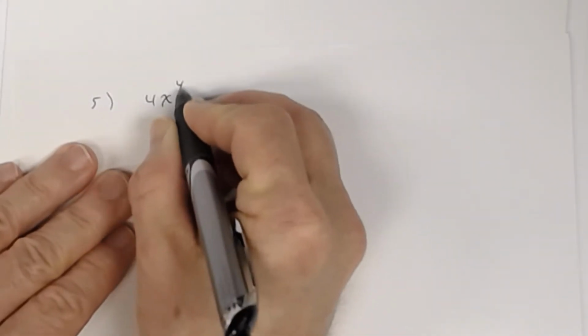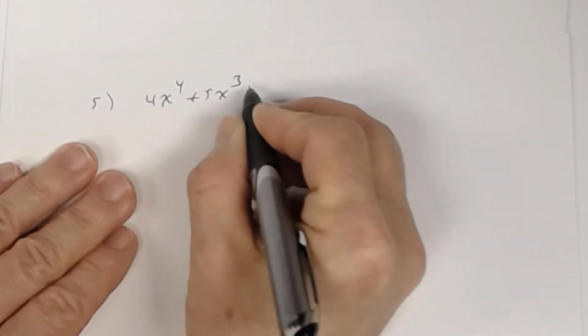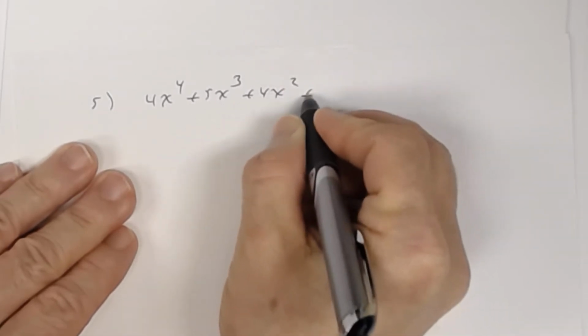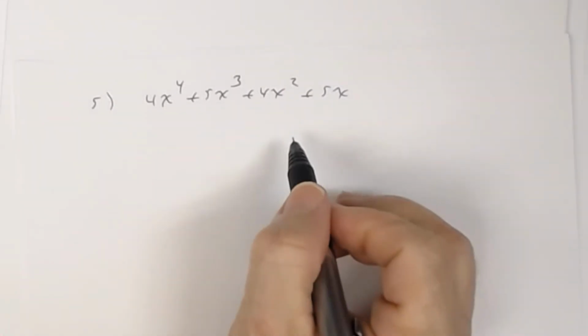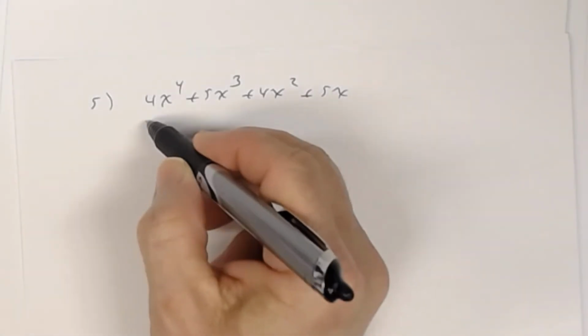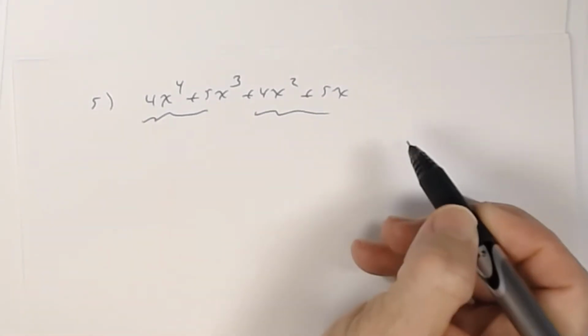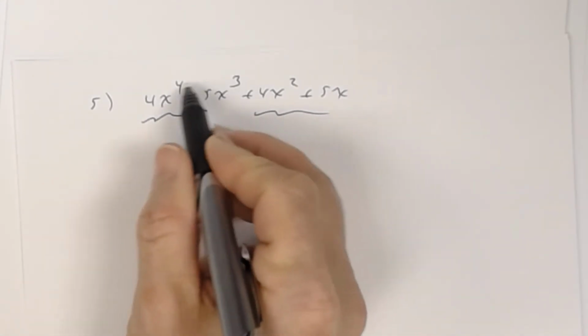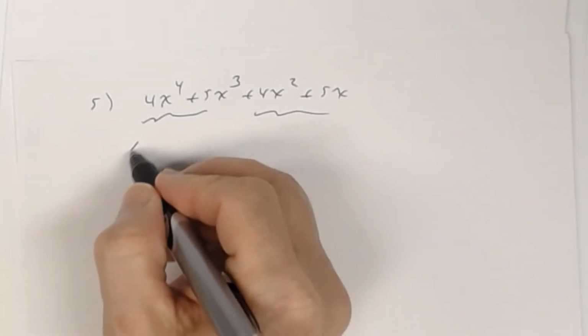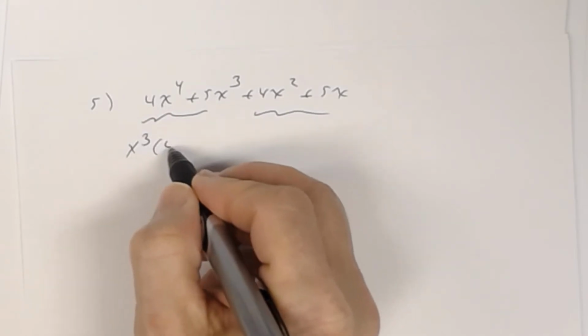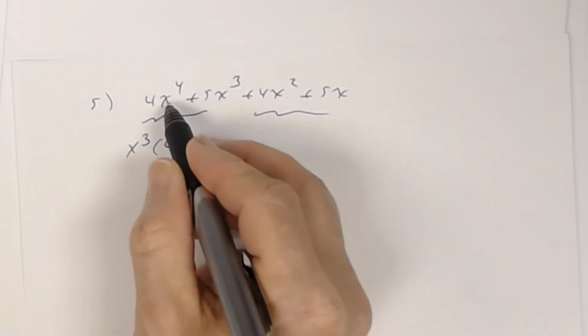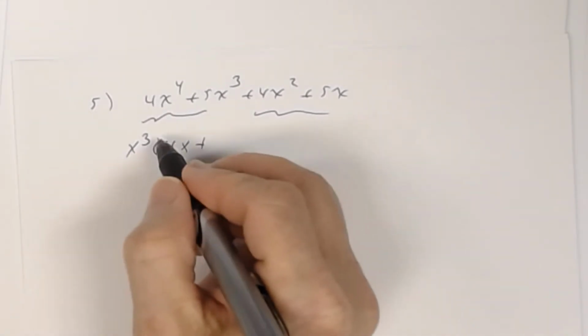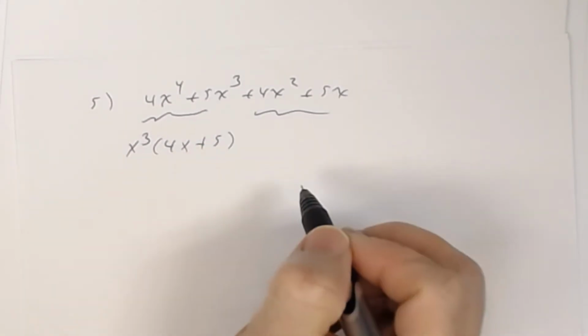So let's do number 5 again. So here's number 5. We have 4x to the 4th plus 5x cubed plus 4x squared plus 5x. So let's suppose that you forgot about the GCF. And so you group the first two, you group the last two. And so from that first group, I can factor out an x cubed. Okay, so that's the GCF of that first group. So I get x cubed times 4x, because x cubed times 4x is 4x to the 4th, plus, and then x cubed times 5 gives me 5x cubed.